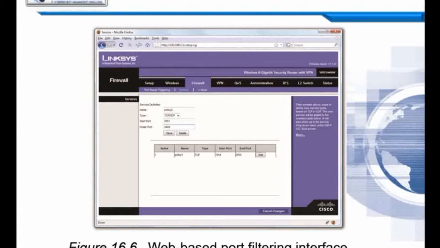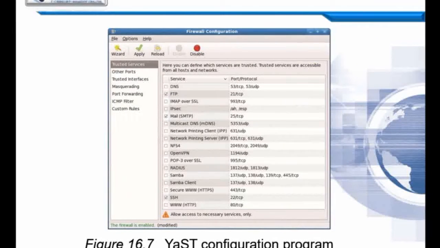Many of today's home routers are even capable of web-based port filtering by interface. Here's a look at a common Linksys router, fairly simple to set up and administer. Here's a look at the YaST configuration program in a Linux machine.